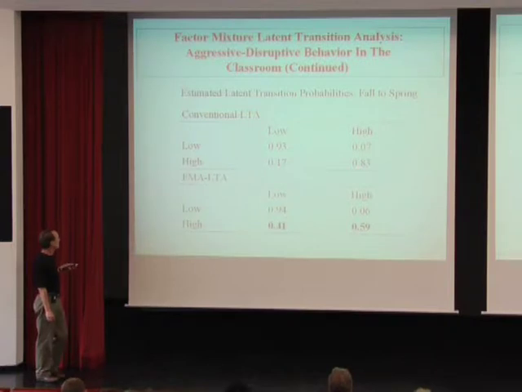Now, if you go with the factor mixture approach, measurement model, then the biggest difference is this last line here, which is bolded. In particular, there are many more people who transition from high aggressive to low aggressive, 41%, as compared to 17%. So this would indicate a stronger treatment effect in that sense than when you use a conventional LTA.